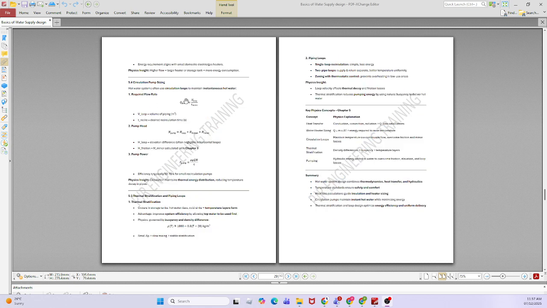Okay, then here you can see the circulation pump. Circulation pump is to avoid any stagnation. Okay, if the water is stagnant, there is a chance of bacterial growth, there is a chance of scale formation. That is why.